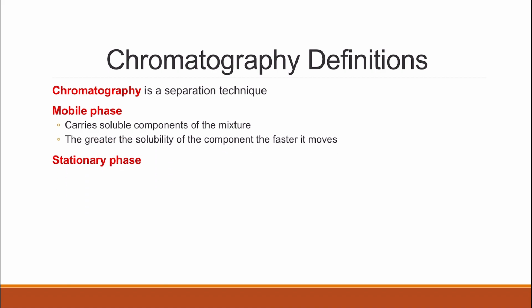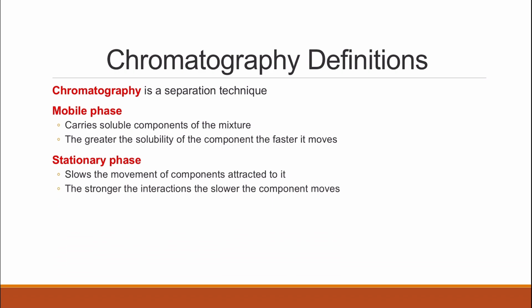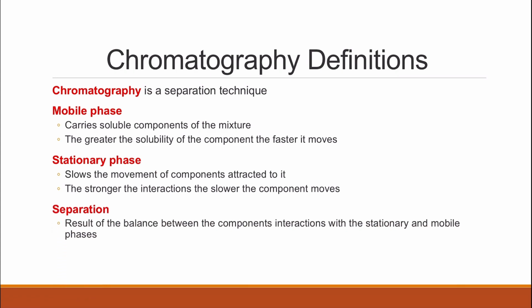The greater the solubility of the component in the solvent, the faster it moves through the filter paper. The stationary phase is the filter paper we used, and it slows the movement of the component attracted to it. The stronger the interaction, the slower the component moves. The separation here results from the balance between the components' interaction with the stationary phase and the mobile phase. So different components will have different solubility in the solvent and different attraction to the filter paper or to the stationary phase. This is why the different components will travel different distances through the filter paper.